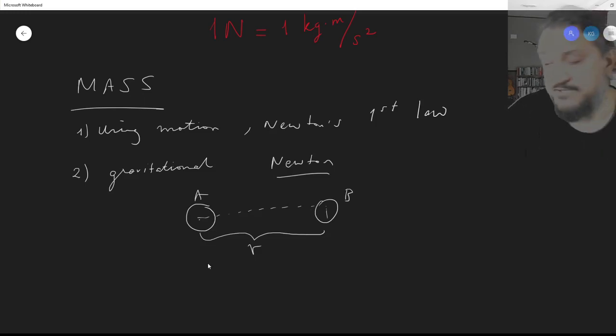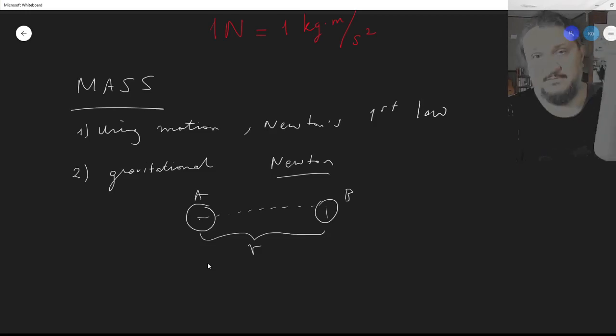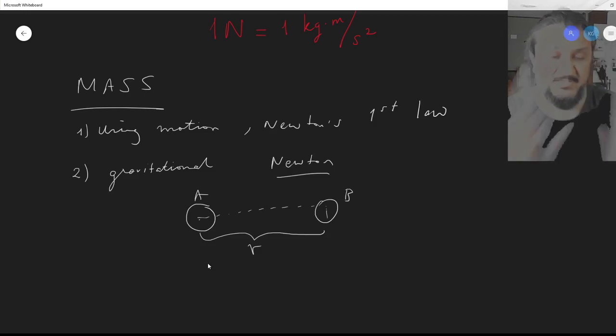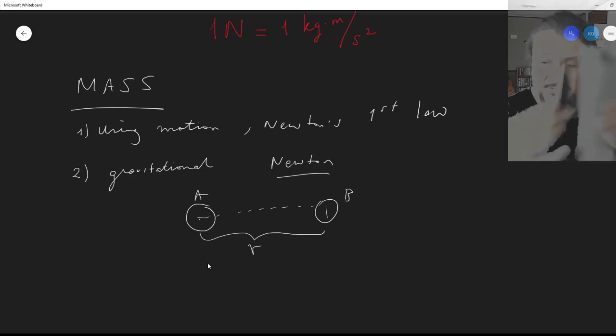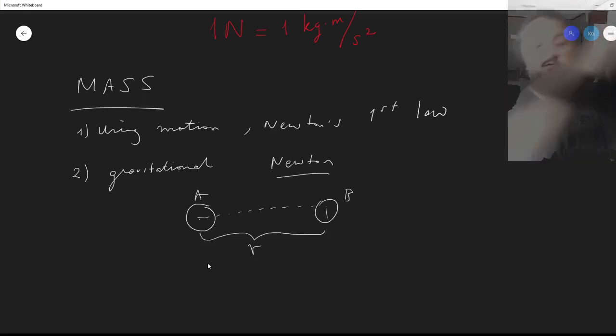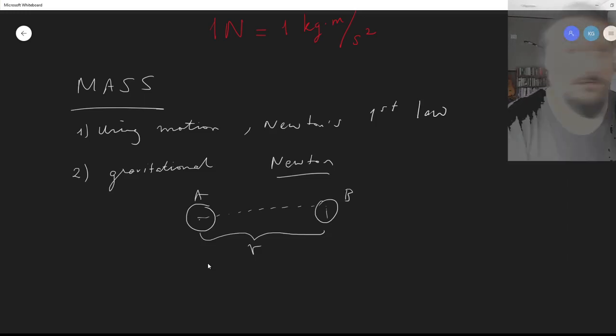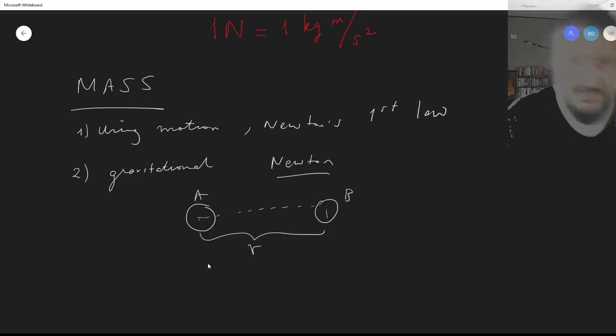The objects actually could be touching each other. Still, there's some R, right? I mean, R is not zero when they touch each other, because we're not measuring the distance between the surfaces of the objects. That would be zero. We're measuring the distance between the centers, or better, we call it center of mass, all right? But in general, think about Earth and the Moon, okay? There's a distance between them, 384,000 kilometers, right? There's R.